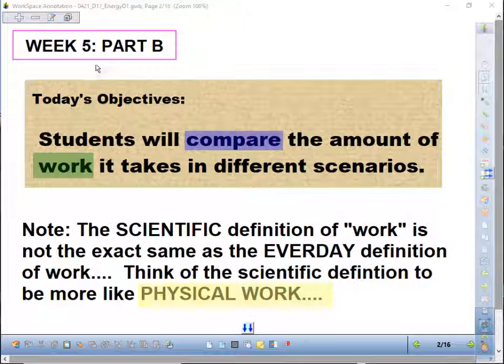Welcome to week 5. This is part B of this week's lesson. Today, you guys are going to be comparing the amount of work it takes in different scenarios. This week's main vocabulary word is work.